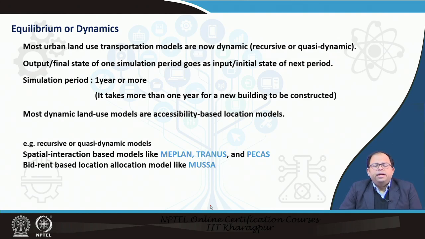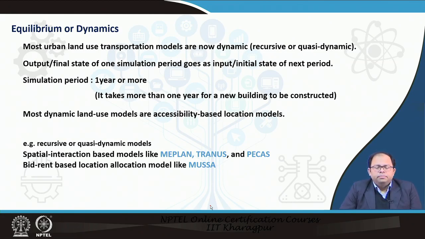Nowadays most of the urban land use processes are made a little bit dynamic. We can call them either recursive or quasi-dynamic. What it means is, instead of having time periods of 5 years or 10 years as a prediction period, we predict for every 1 year, and then we run the model again, taking the output of the first year as the input for the next model run. This is called a quasi-dynamic process, and it's a recursive process, of course. It could be 1 year, or even stages of 5 years or so.